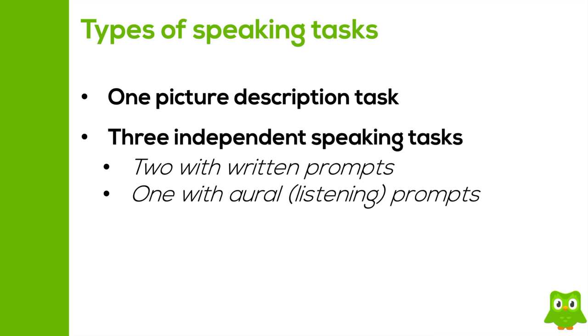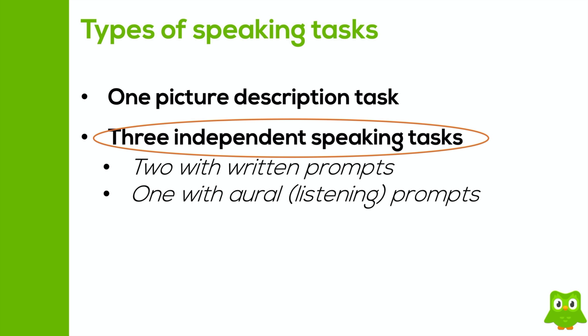So these are the different types of speaking tasks you have to do in the Duolingo test. One task is describing a picture. I did a long video on how to do this well. Find the link in the description. Then you have 3 independent speaking tasks. 2 of these are introduced to you with written prompts, and 1 is with an oral prompt. Oral just means through listening. The written prompt looks like this.